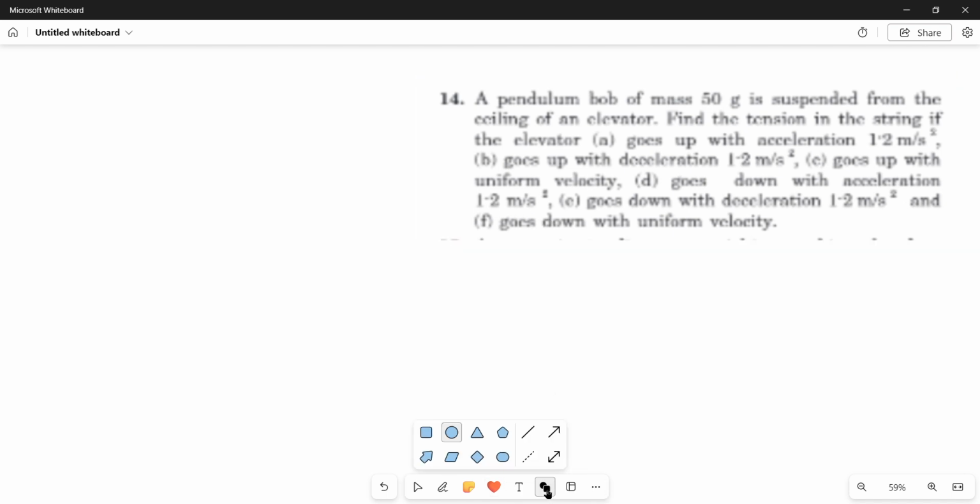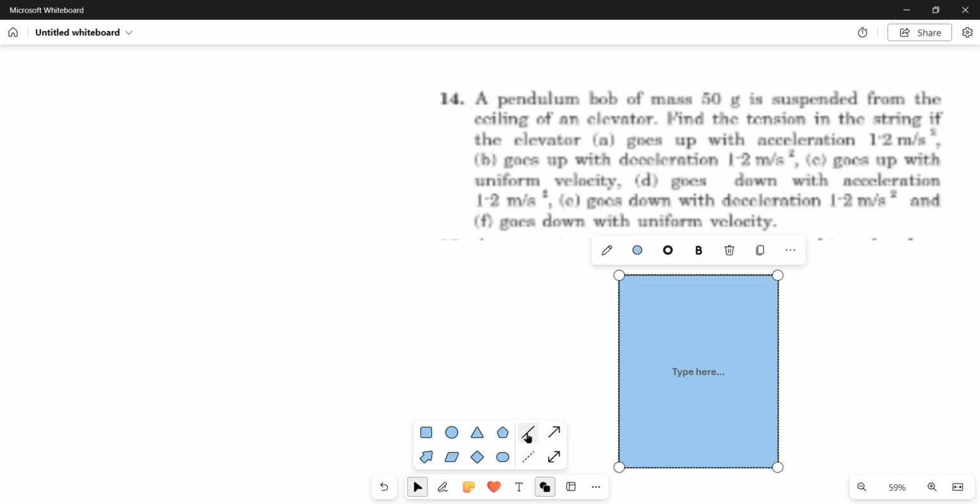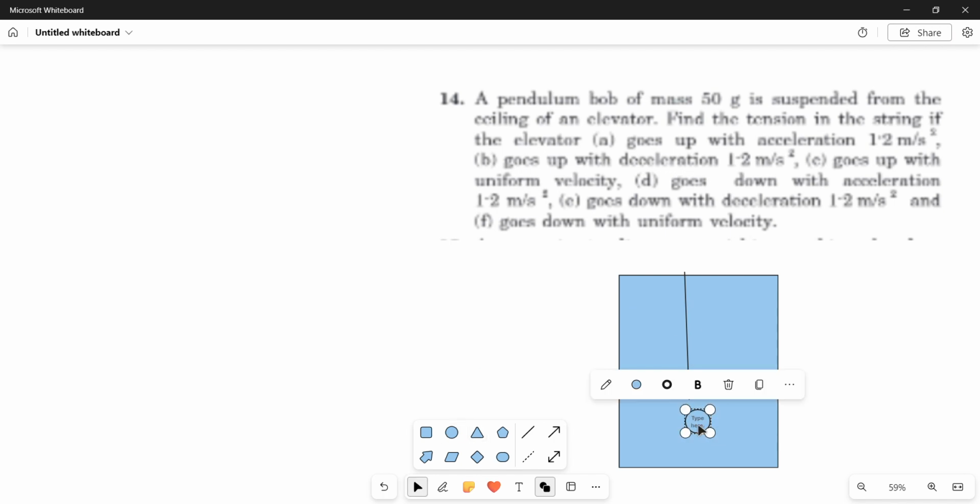So first of all, let's draw a diagram over here. Consider this as an elevator and this as a string over here. Consider this as a bob. So let's start solving over here.